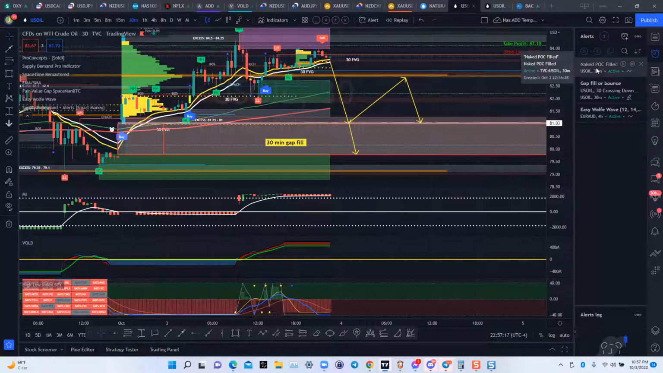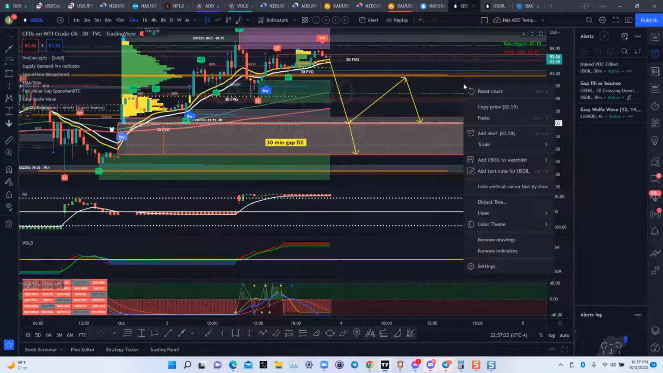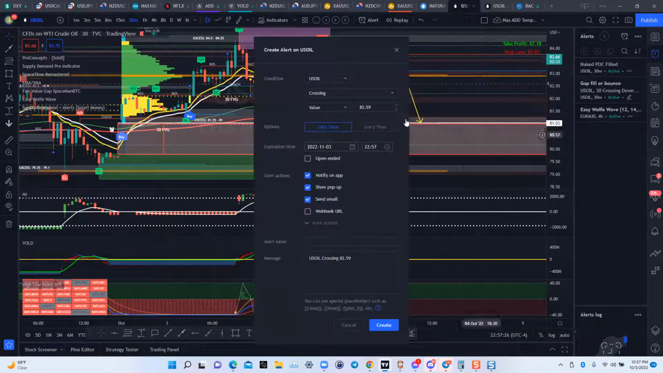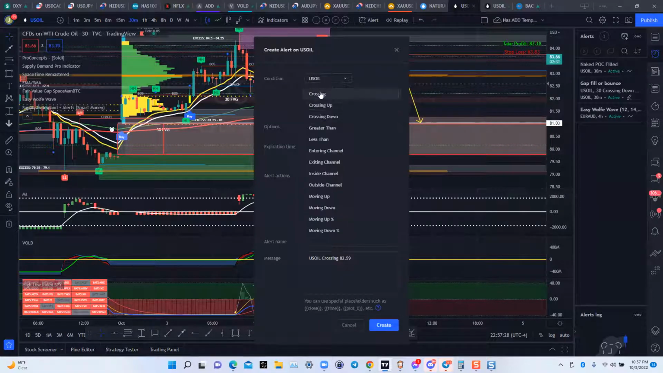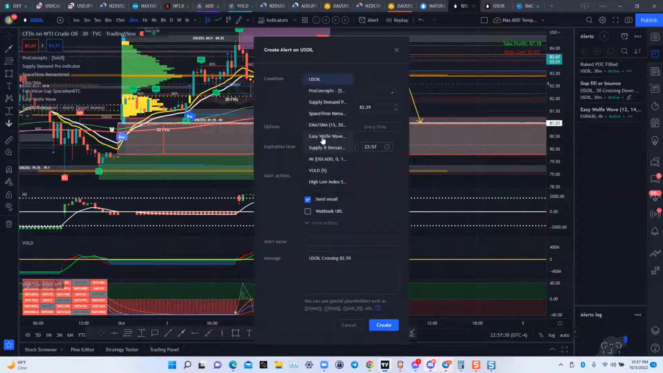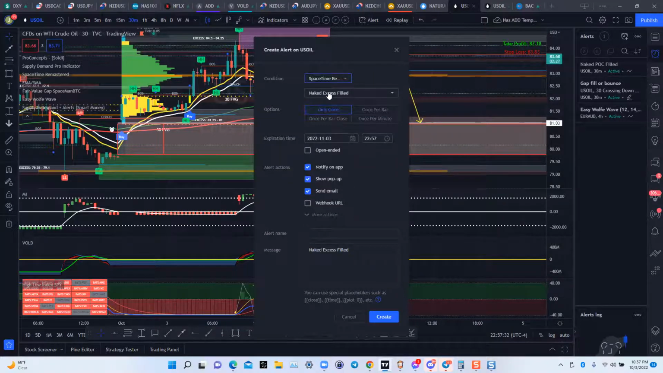Because I don't know what this naked PLC filled means. It means it was violated, I don't know. So I can come in here and do all the ones for alerts here. I got PLC. See, on the Spaceman, that's PLC. Then what is this?